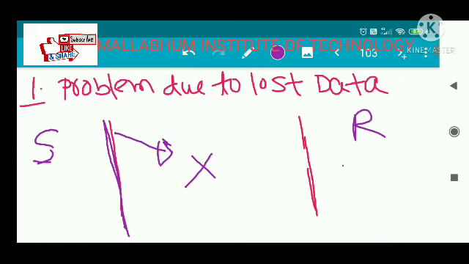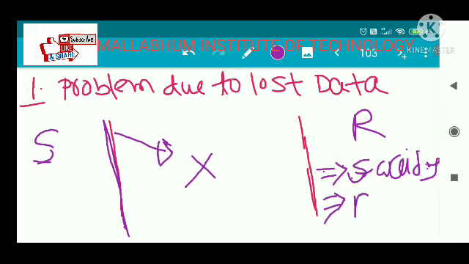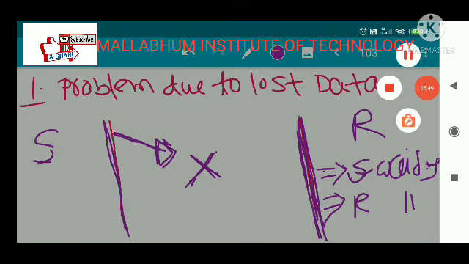In this case the sender is also waiting, and the receiver is also waiting. Their waiting is for an infinite amount of time, because the sender sends data, and until it gets the acknowledgement it will not send any further data. In the case of the receiver also, as it is not receiving any kind of data, it also waits for an infinite amount of time. So this is the problem.